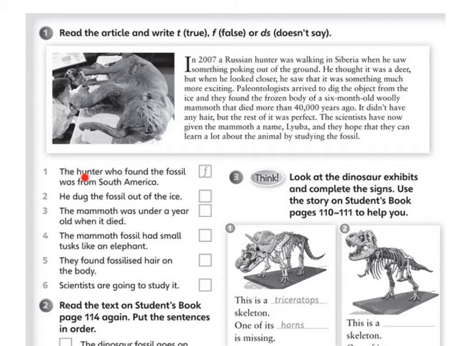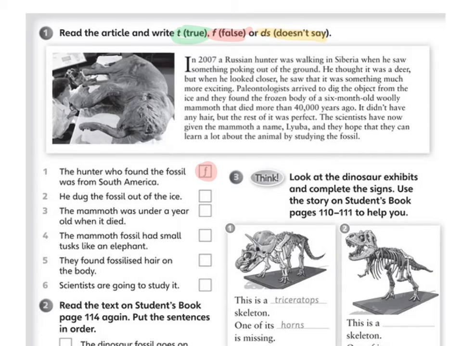Number 1. The hunter who found the fossil was from South America. It says a Russian hunter, so that definitely is false. He was from Russia. Ready? Let's write some color codes. Let's make it like a traffic light. True green, false red, and doesn't say yellow. Yeah, I like those colors. So let's write this red because it's false.